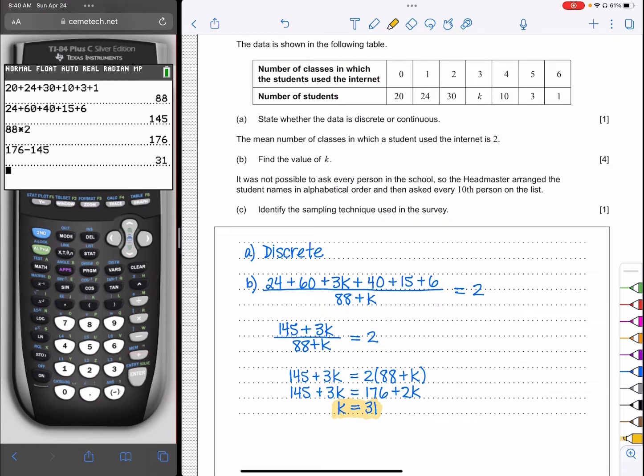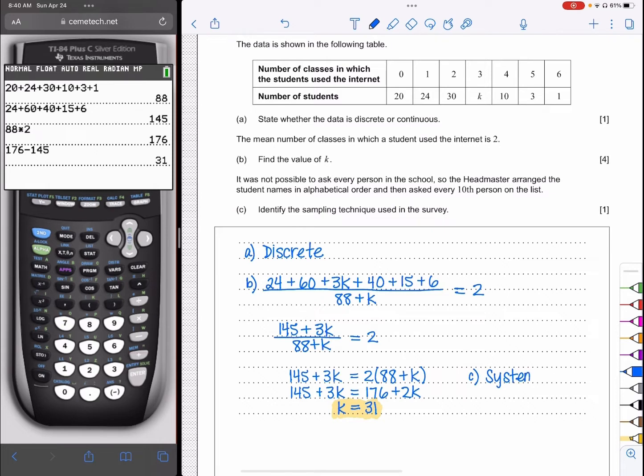So part C, it says, it was not possible to ask every person in the school, so the headmaster arranged the student names in alphabetical order and then asked every 10th person on a list to fill out the survey. So part C wants us to identify the sampling technique that is used, and because they have decided to ask every 10th person to complete the survey, I know that the type of sampling technique that was used was going to be a systematic, because there was a system to it.